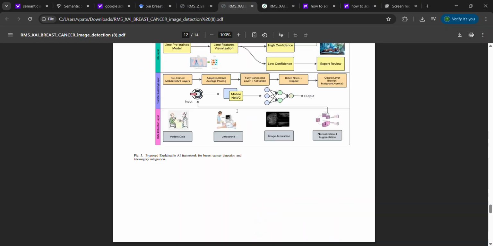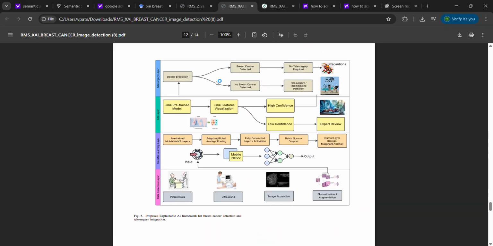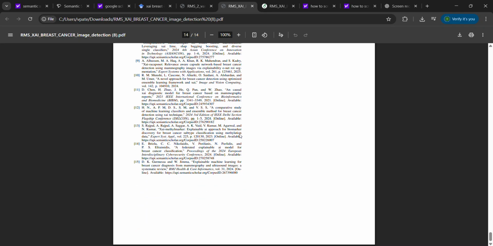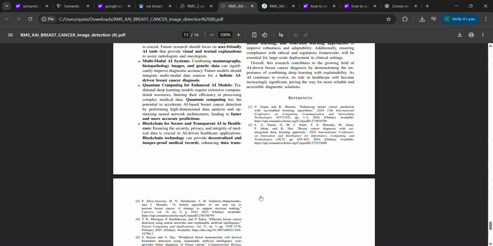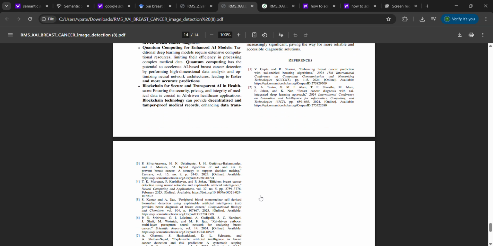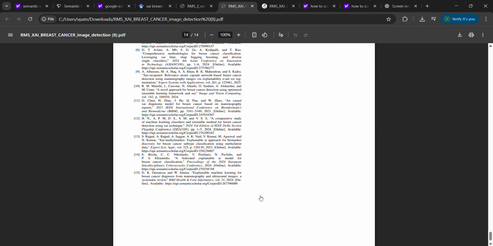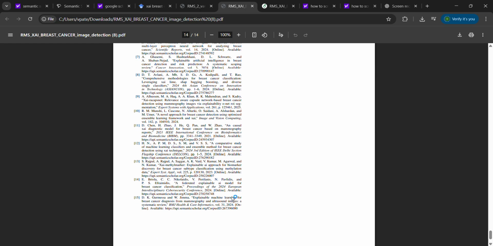And at last is the process model for our paper. Then you have to add references, and make sure that in a review paper the references are above 50 or around 80. Here I had not completed this paper, but it has 15.